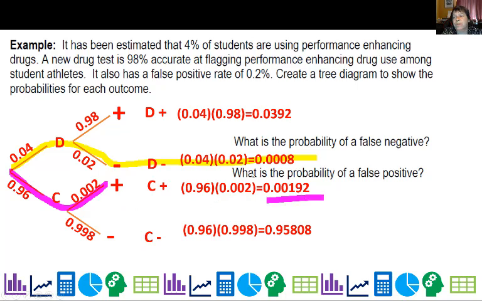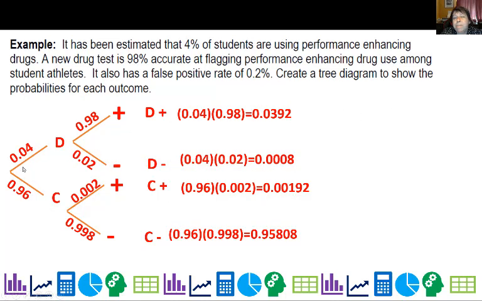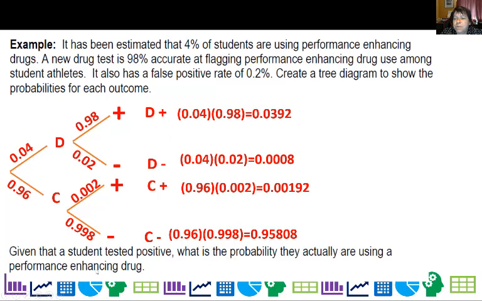Now, the interesting part is we can look at conditional probabilities. If someone tested positive for drugs, what do you think is the probability they're taking drugs? A lot of times students say, well, it's probably 98%. Is it though? So let's go ahead and take a look. It might not be that different. So probability that they are using a performance-enhancing drug, given that they tested positive. So that's taking drugs given they tested positive. So that would be drugs and positive over the probability of positive.